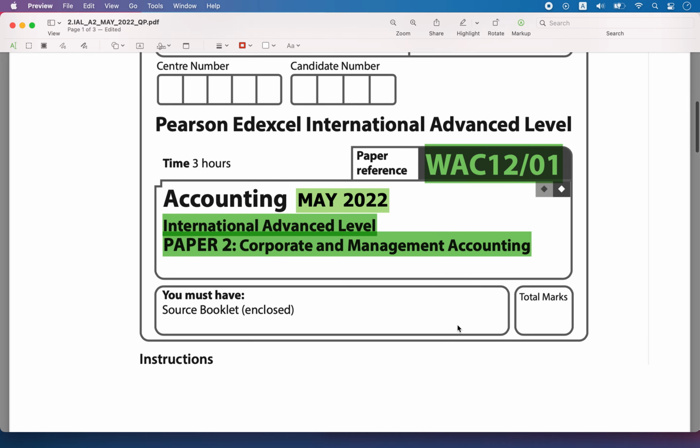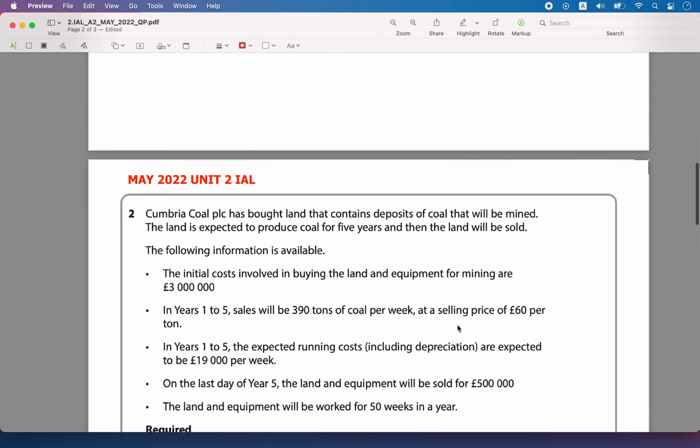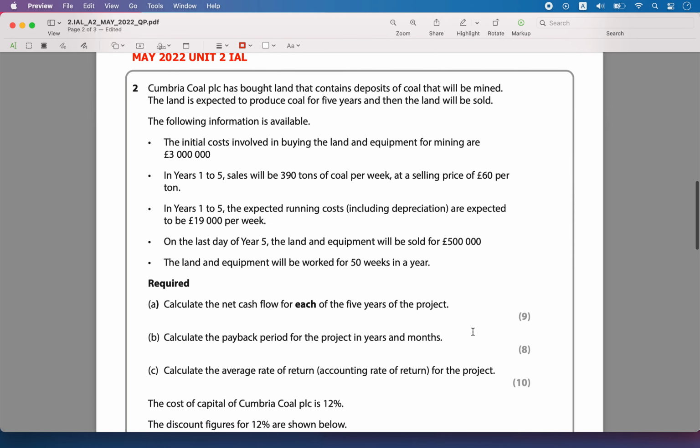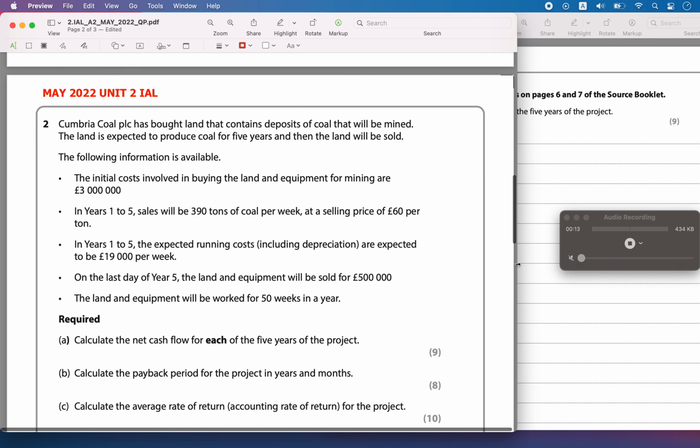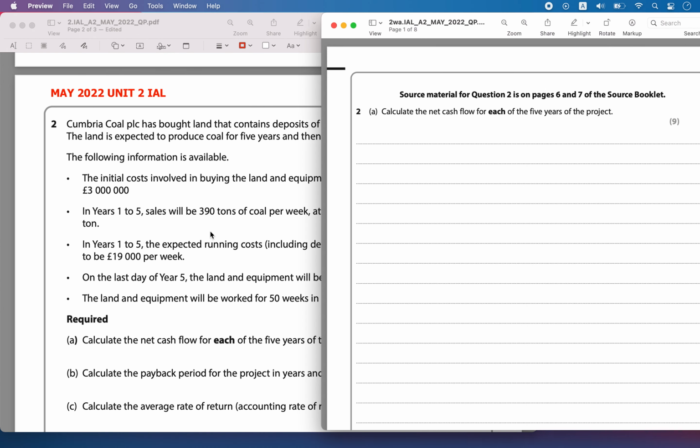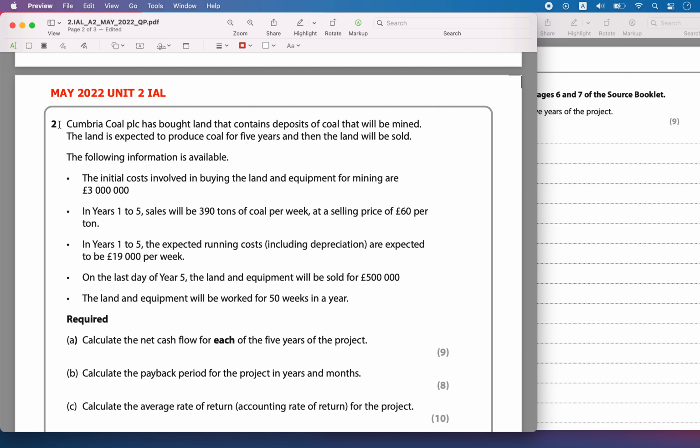Hello, today we are solving May 2022 Unit 2 IAL paper question number 2. Cumbria Coal PLC has bought land that contains deposits of coal that will be mined. The land is expected to produce the coal for 5 years and then the land will be sold. So the following information is available about this land.